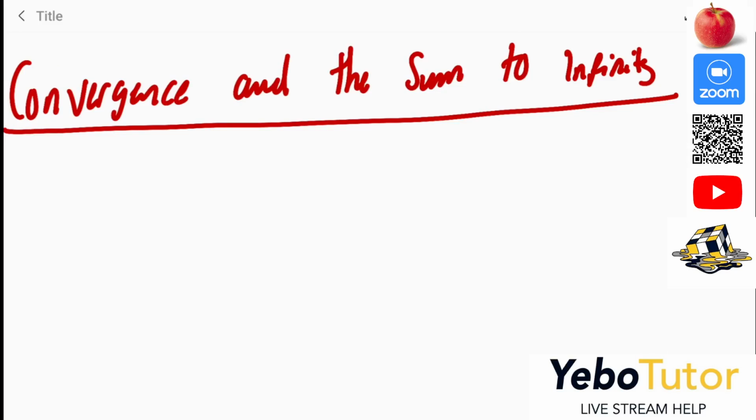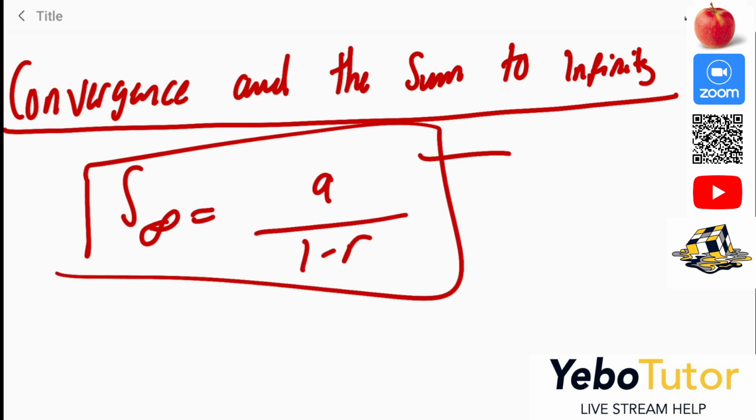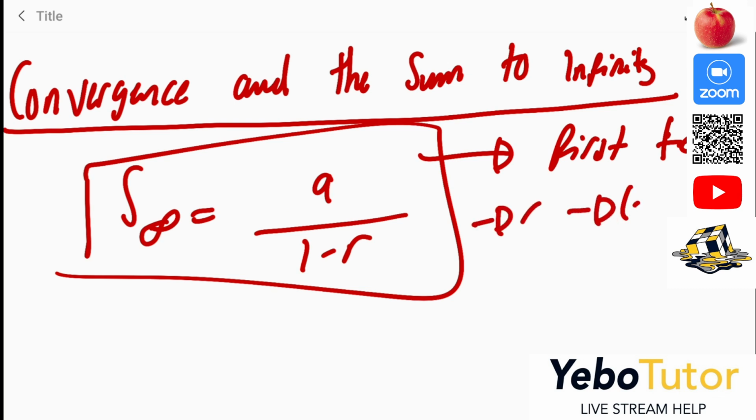Now let's look at the convergence and the sum to infinity. It's quite crucial and important to understand a few things. When we're looking at the sum to infinity, the equation will always be: sum to infinity is equal to a divided by 1 minus r. What is your a? We know by now that your a is the first term of that specific series or sequence, and your r is going to be your common ratio.